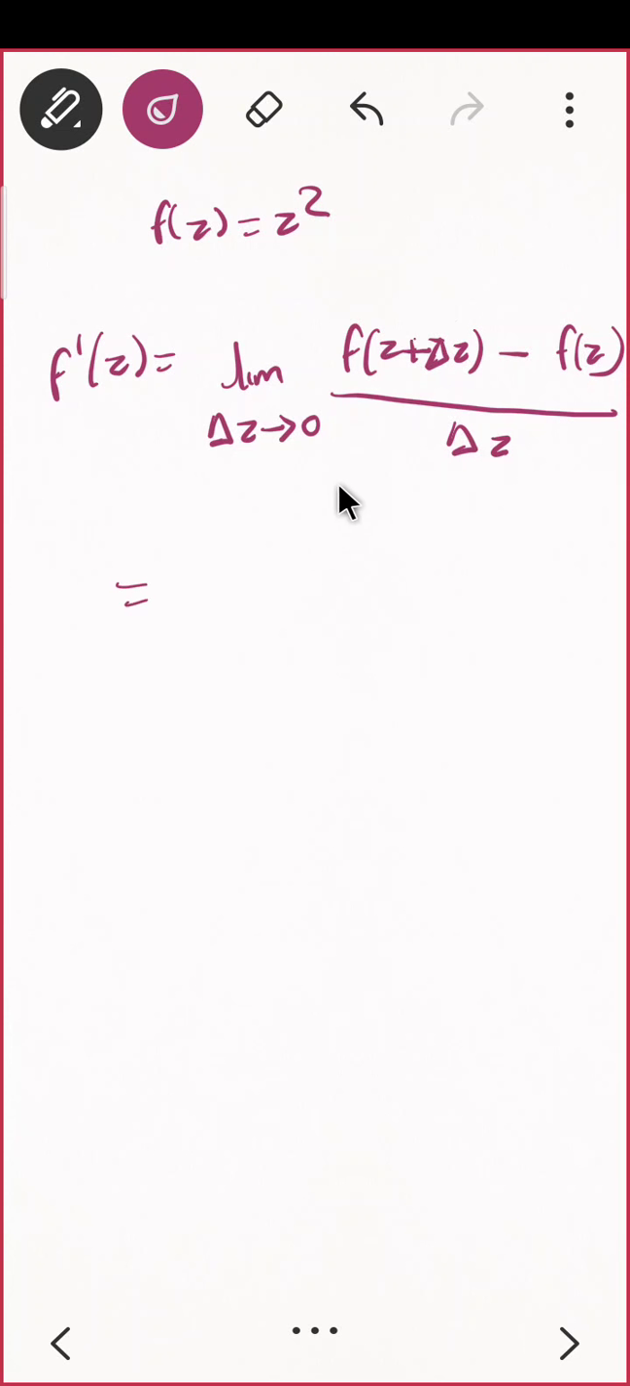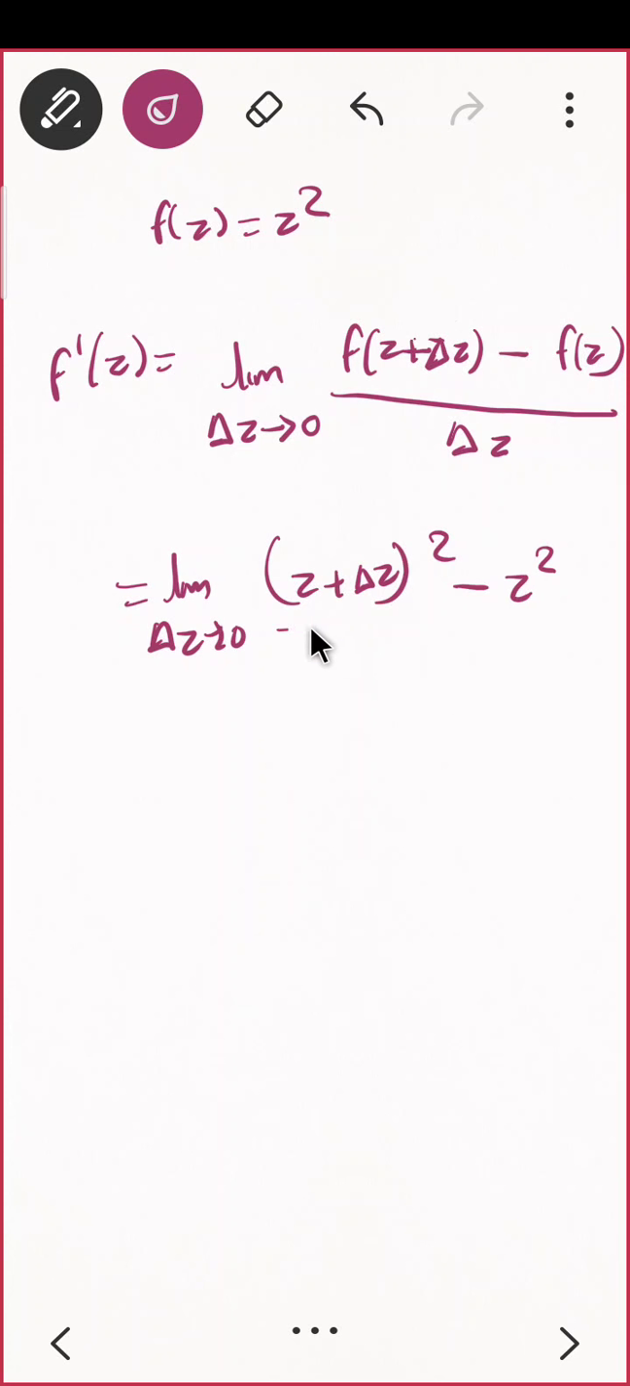So you just need to substitute. What will come? Limit delta z tending to 0. What is f of z plus delta z? So it is z plus delta z the whole square minus z square divided by delta z. Correct? And you can clearly see what the answer is. In the second term there will be delta z, and it will go away. So the answer will be 2z. Do you agree? And as I told you, it works as x raised to n, so the answer will be 2x. This was easy since my function was in terms of z only. Okay, so the answer is 2z.